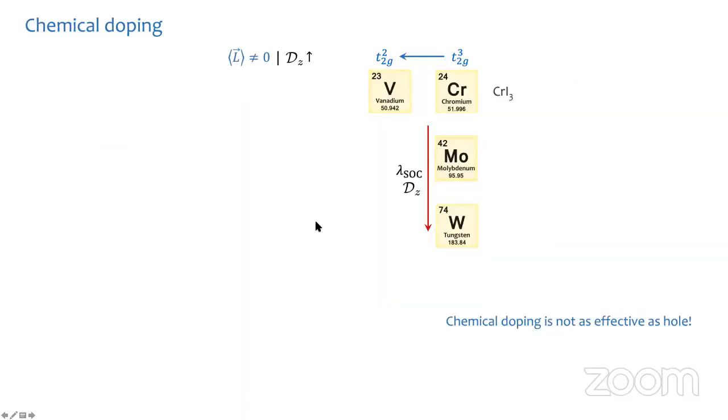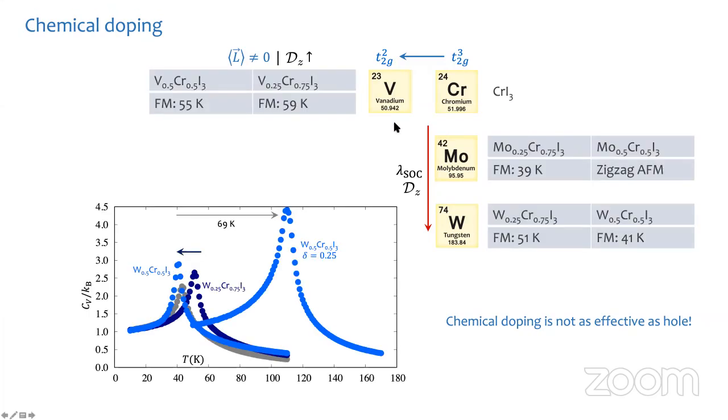Then we also tried to look into chemical doping, and the reason we took this path is that if you go down in the periodic table, you increase the spin orbit coupling, but you remain in the half-filled T2G limit. And if you go towards vanadium, then you introduce a hole into this T2G level, which might increase your on-site anisotropy. However, what we see is that none of these cases actually work pretty well.